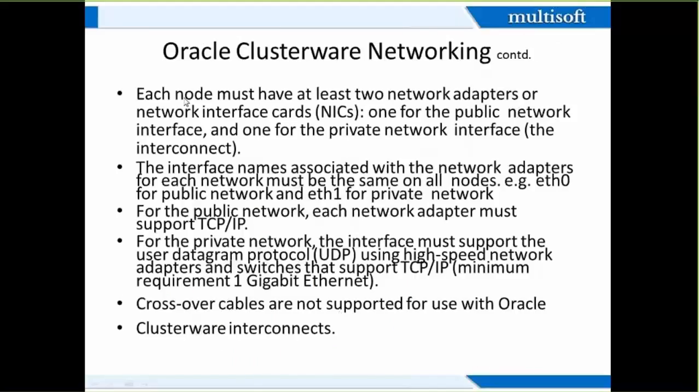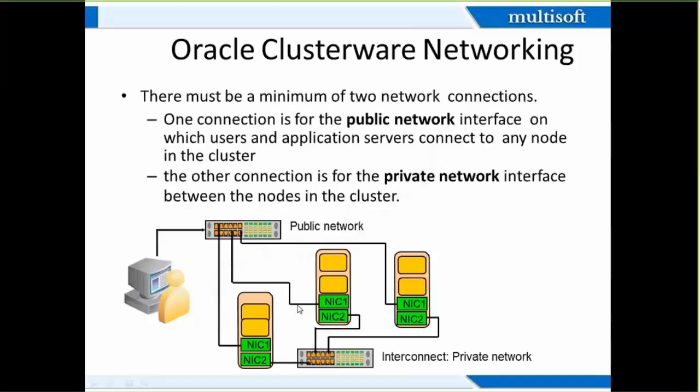So each node must have at least two network adapters or network interface cards, one for the public network interface and one for the private network interface, and the interface names associated with the network adapter for each network should be the same. Suppose I have assigned ETH0 for the public network on one node, the same should be on node 2 and the same should be on node 3. If I have assigned ETH1 for private interconnect on the first node, then the same should be on the second and the same should be on the third.